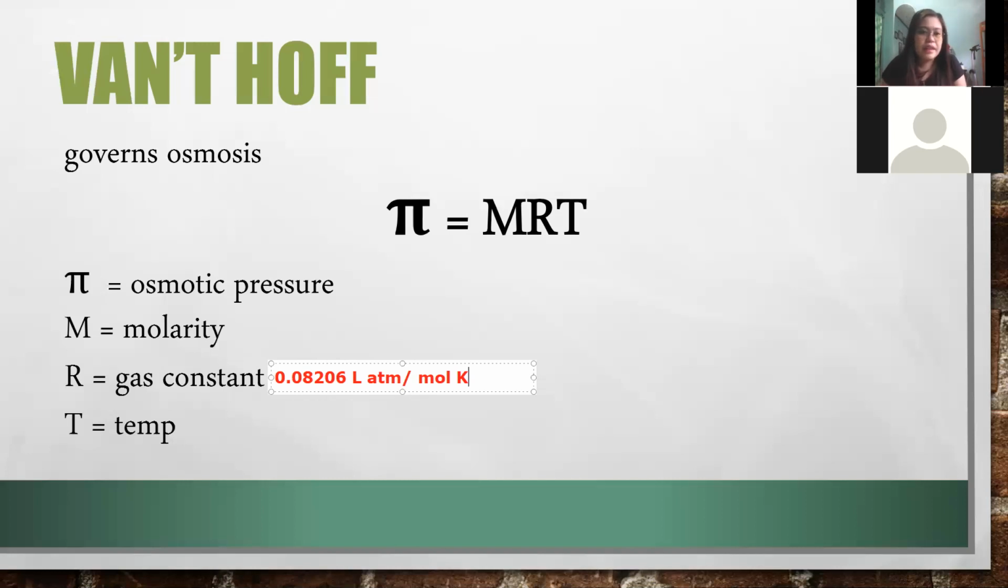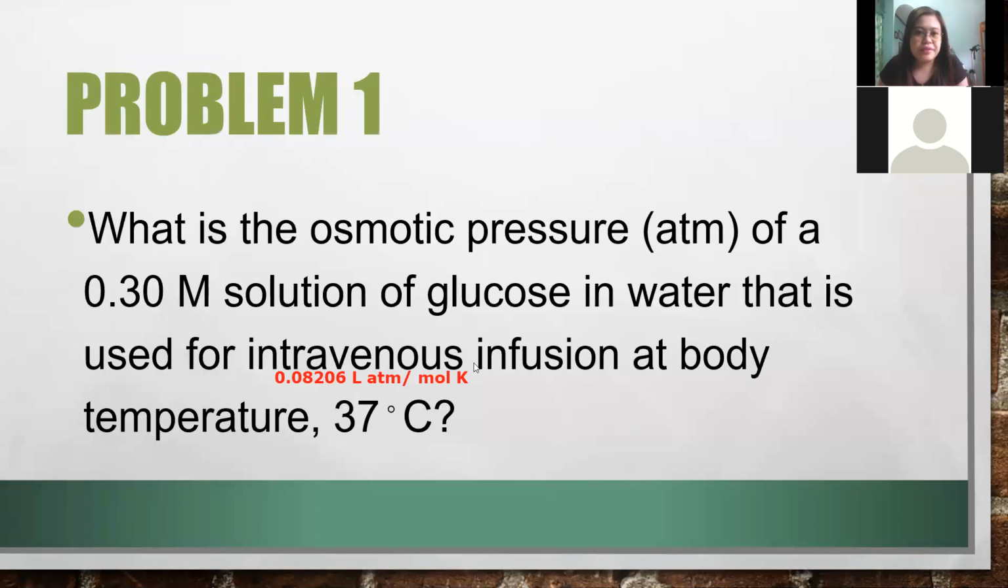So T, capital T, is the temperature. Do not forget that you have to convert it first to Kelvin if hindi naka-Kelvin yung given. So please take note of the gas constant kasi hindi ko siya nilagay sa aking PowerPoint. 0.08206 liter ATM per mole K. Okay? Questions before problem number 1? Again, osmotic pressure is the pressure required to stop osmosis, ha, para dili mag-flow ang solvent.